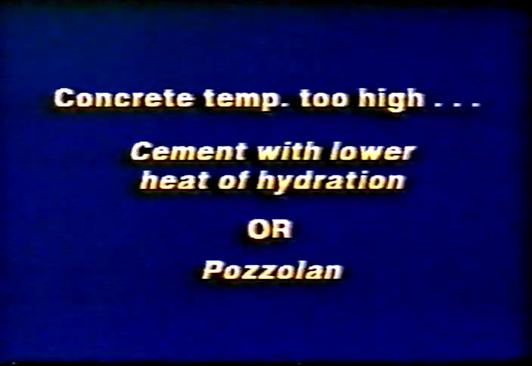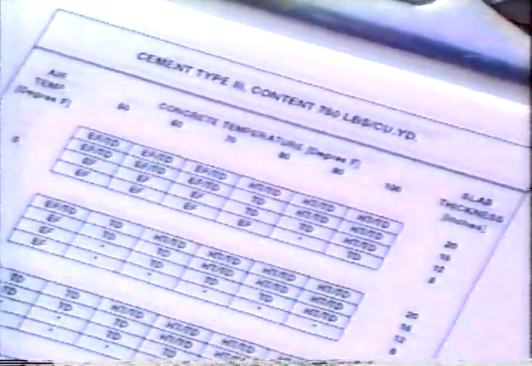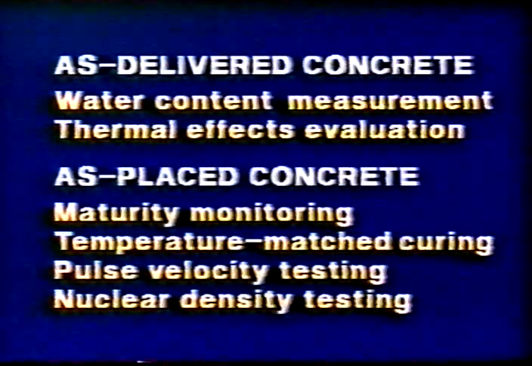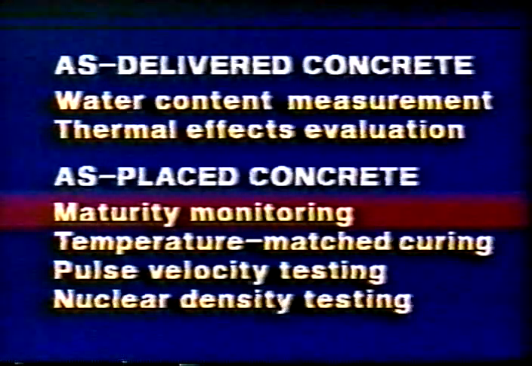The guide also recommends precautions to take if thermal conditions are unsatisfactory. For instance, if the tables predict that the concrete temperature will be too high, either a cement with a lower heat of hydration or a pozzolan may be called for. And that's how the tables are used to evaluate thermal effects on concrete. Now let's move on to maturity monitoring.